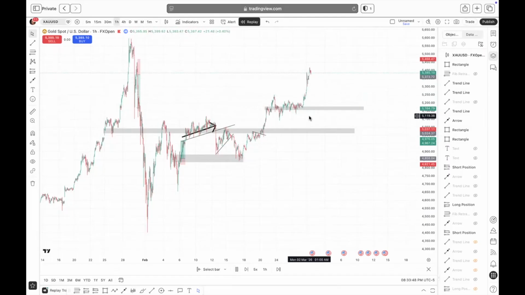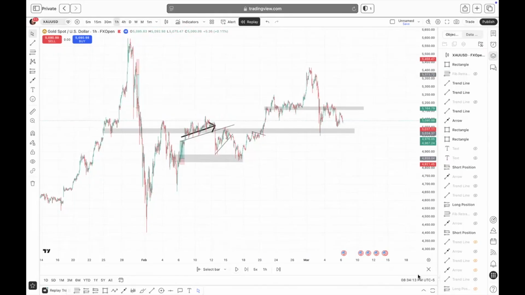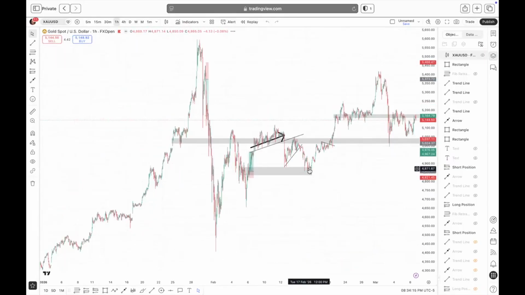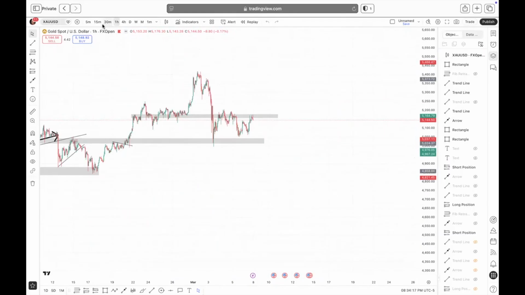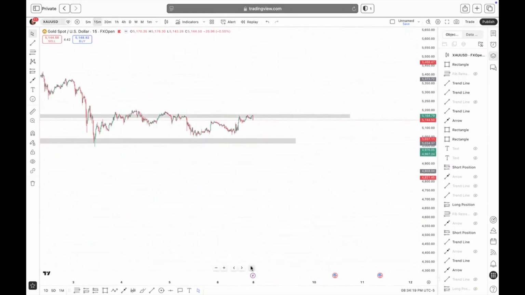This is around the time of the bombing that's happening. That happened, and then price came back into the area that was broken. Okay, so now we're kind of in this zone right now. So I took a minor buy. I think it was Thursday. It was somewhere in here.